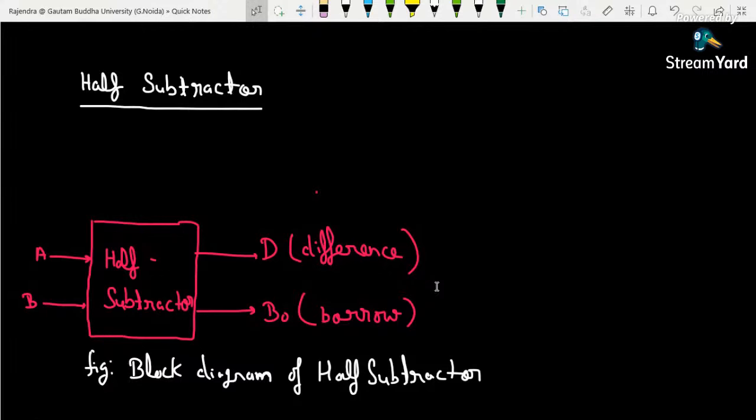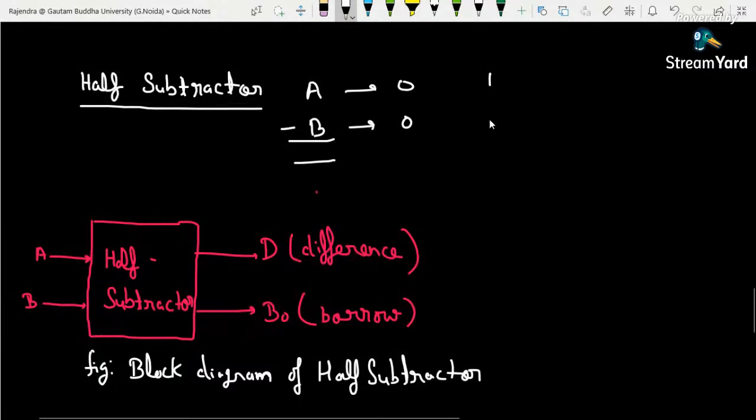So see here, we have two numbers A and B. We need to perform subtraction A minus B. That means we are going to subtract B from A. So the size of A and B is a single bit. That means A value will be 0 and B will also be 0, or another option may be A 1 and B 0, then 1 1, and the last one it may be A 0 and B 1.